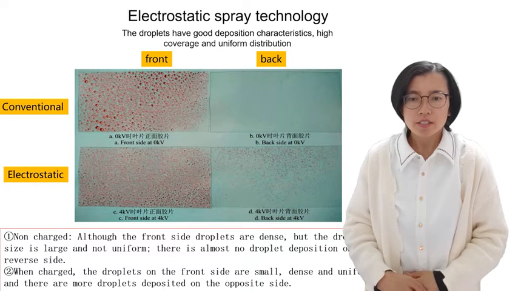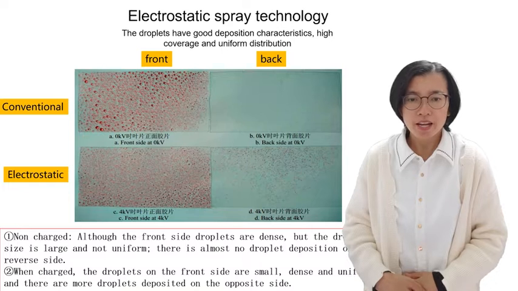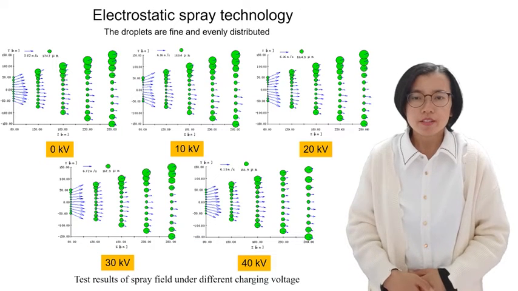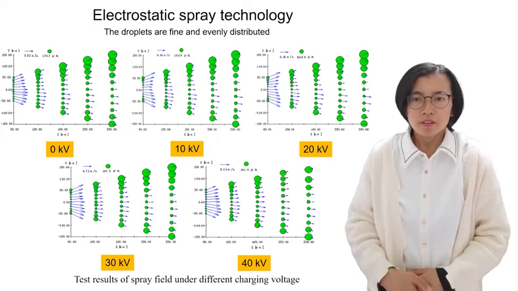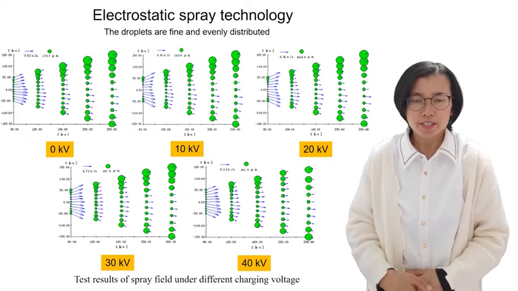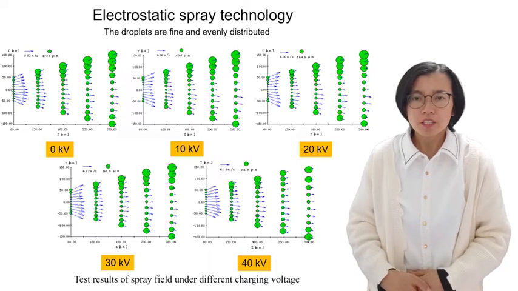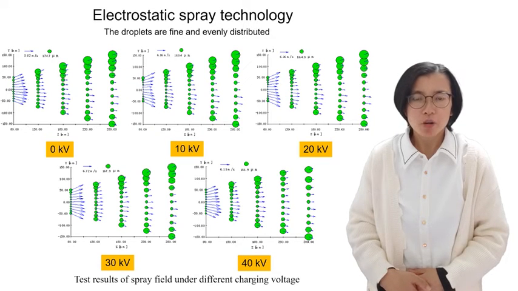When it is charged, the droplets on the front side are small, dense and uniform, and there are more droplets deposited on the back of the leaves. Here is another image from the experiment. There are 0 kilovolts, 10 kilovolts, 20 kilovolts, up to 40 kilovolts connected to the system. And the green circle in this image represents the size of the droplet.